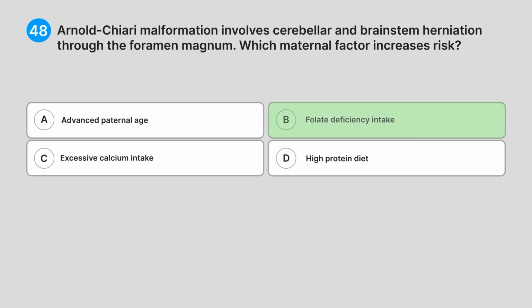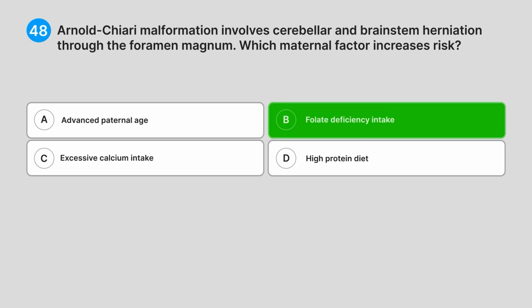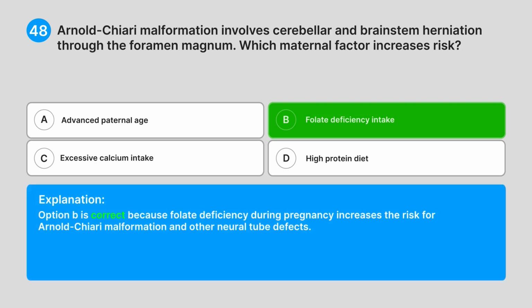Correct answer, B. Folate deficiency intake. Explanation. Option B is correct because folate deficiency during pregnancy increases the risk for Arnold-Chiari malformation and other neural tube defects.